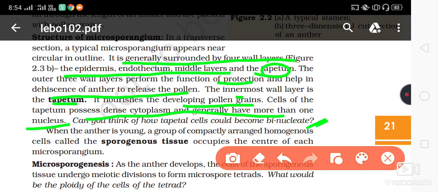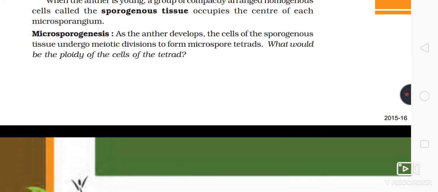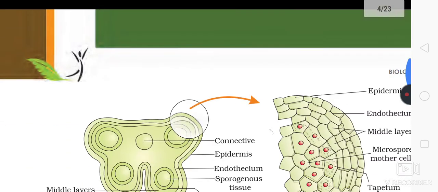When the anther is young, a group of compactly arranged homogeneous cells, I repeat, homogeneous cells, called sporogenous tissue, occupies the center of each microsporangium. Microsporogenesis: as the anther develops, the cells of the sporogenous tissue undergo meiotic division to form microspore tetrads. What would be the ploidy of the cells of the tetrad?